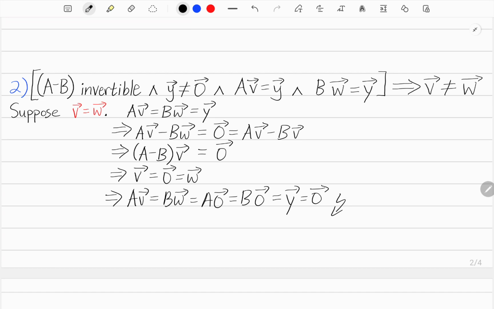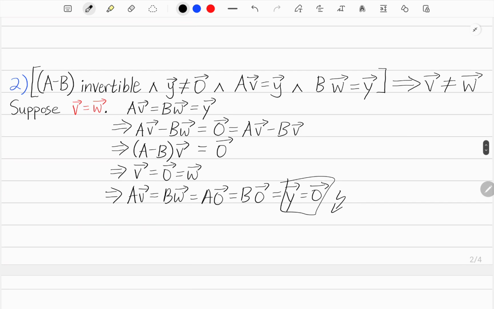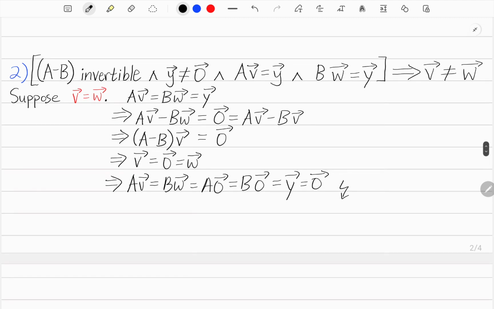And we see that it is no good, because when we suppose V is equal to W, we get a result that Y was the 0 column vector, and this lightning bolt is the contradiction symbol. There are other symbols as well, but I prefer the lightning bolt. This Y equal to 0 contradicts our premise right here. Y cannot be the 0 column vector. So that is no good.